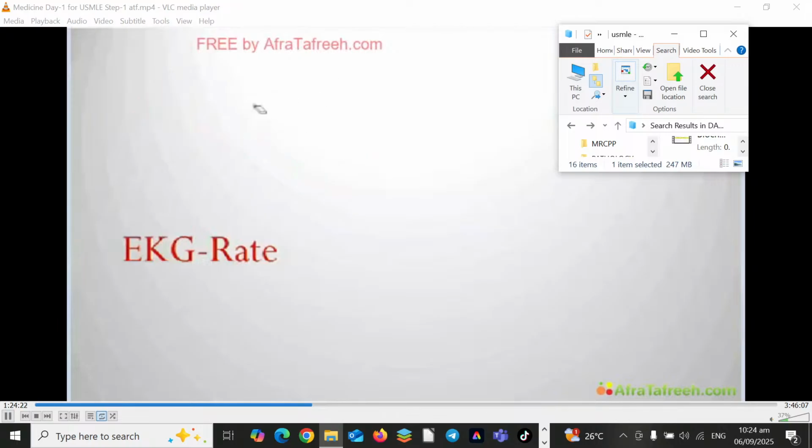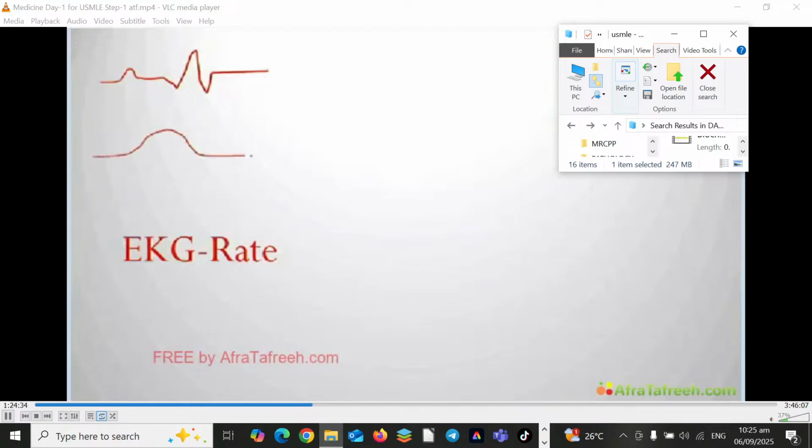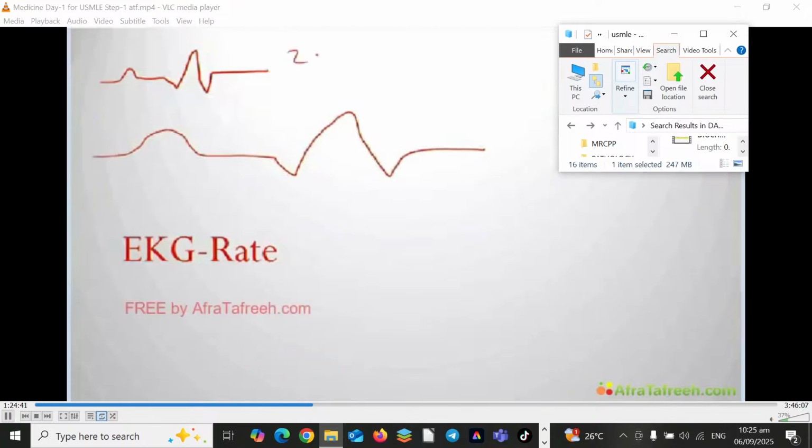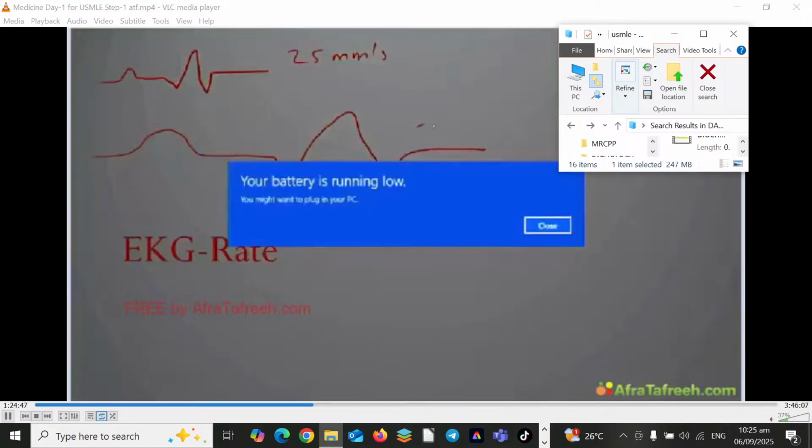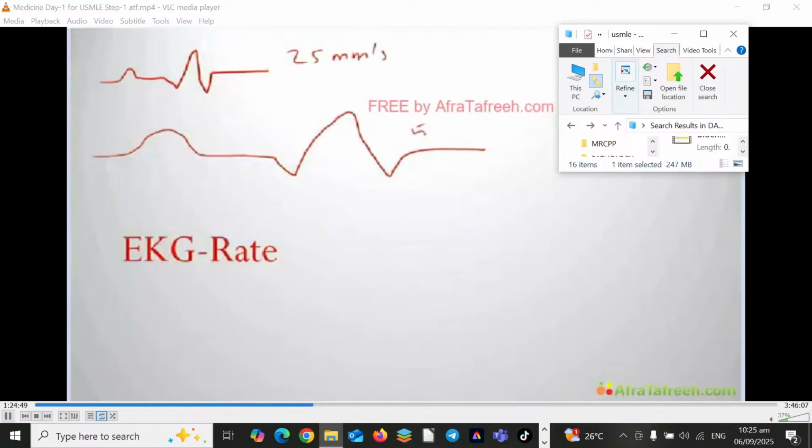So when I have to compare, because my stylus is like this, in 25 millimeters it will go and move like this. But when you increase the speed of the EKG paper, it will move much more, and it will space out and look like this. So this is a 25 millimeter per second EKG, and this is, say, a 50 millimeter per second EKG.